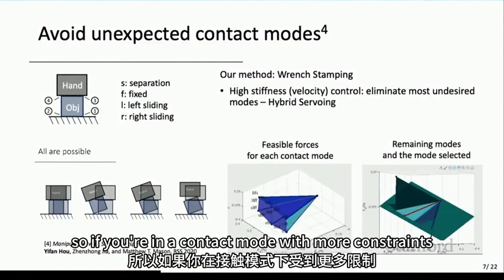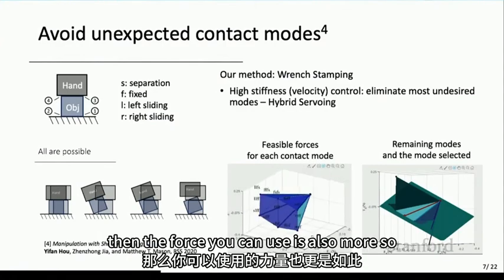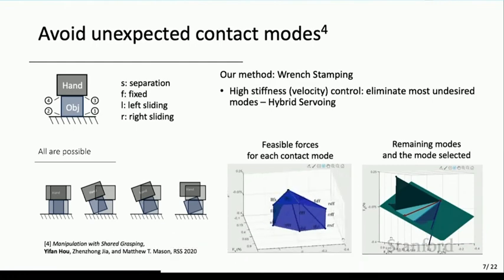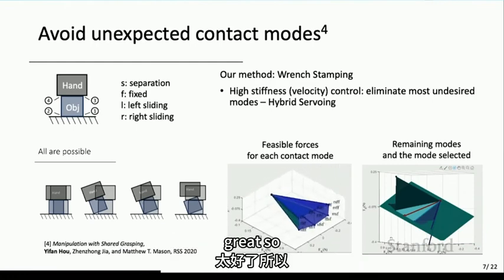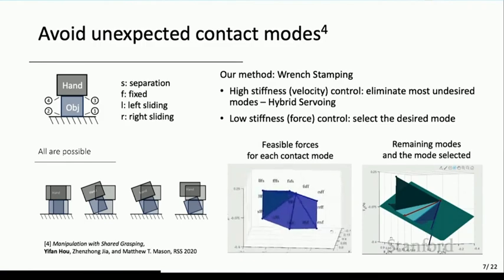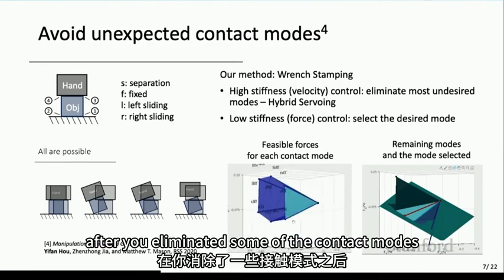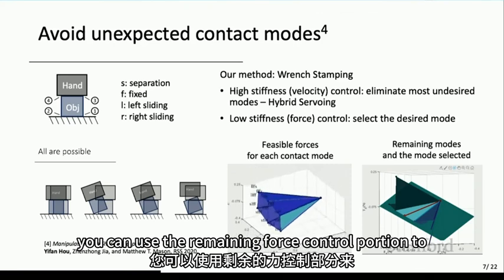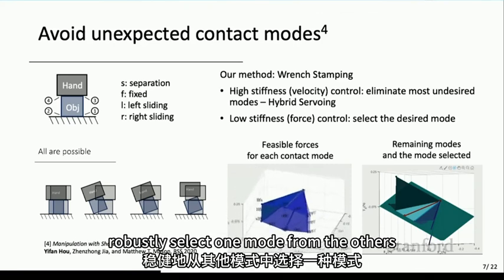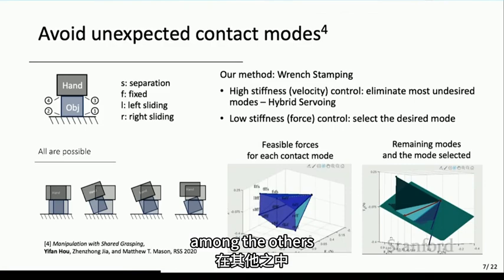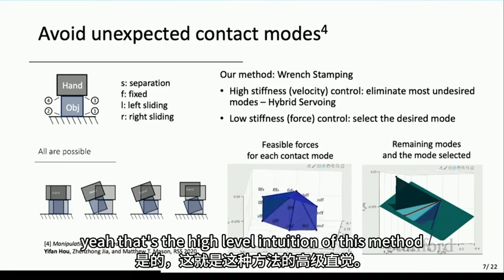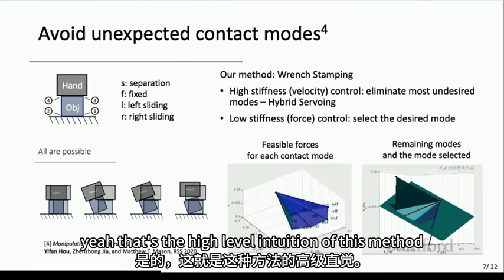Yeah. So if you're in a contact mode with more constraints, then the force you can use is also more. So yeah. Great. After you eliminate some of the contact modes, you can use the remaining force control portion to robustly select one mode from the others. Yeah, that's the high-level intuition of this method.